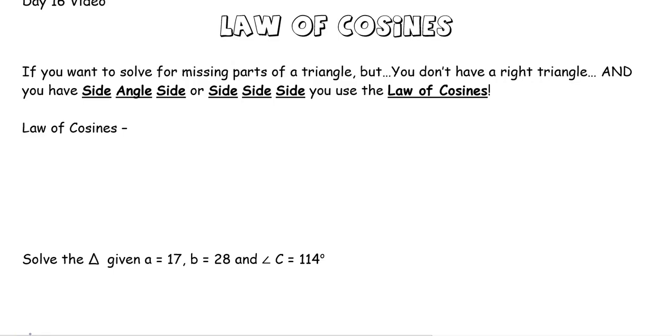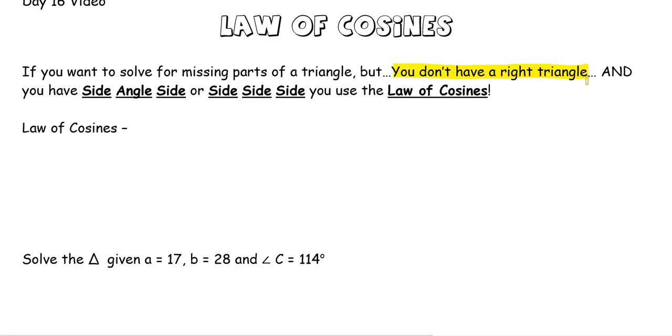Hi, today's video is going to be on the law of cosines. This is going to be completely different than what we've been doing so far. If you want to solve for missing parts of a triangle, but you don't have right triangles. Everything we've done for the last 15 days or so has all been based on having a right angle.